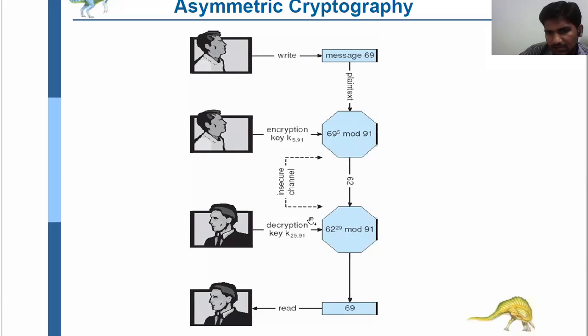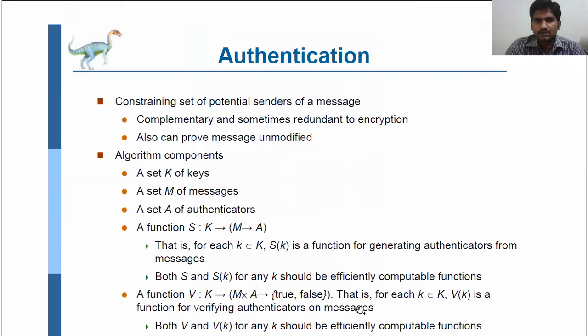Then decryption is performed with 29 along with 91. The ciphertext which comes from the sender is 62, power 29, and mod 91 is performed, and finally we get back the original message. That is a good example, and you can play with prime numbers. Prime numbers are a very interesting concept to learn.